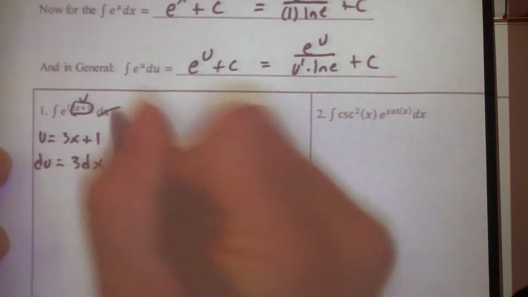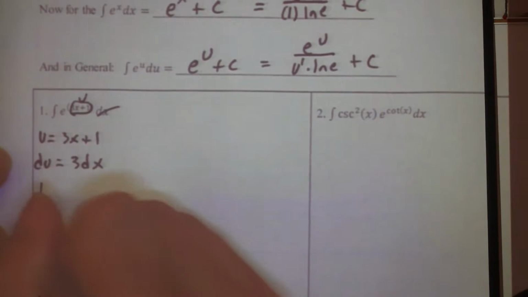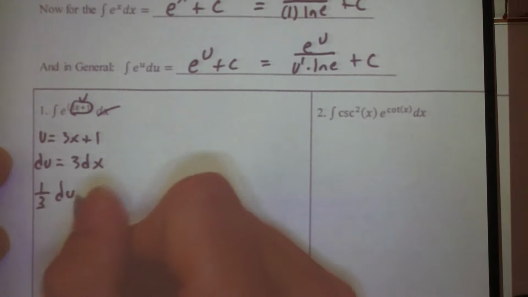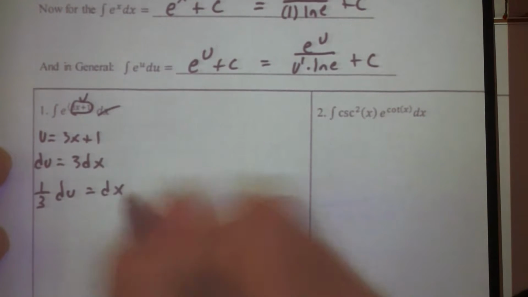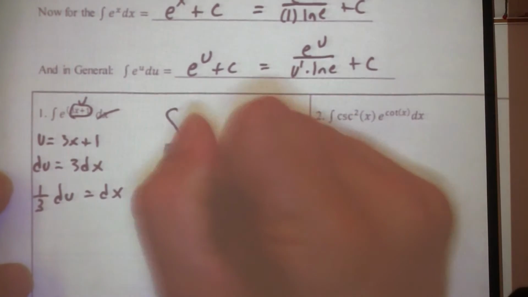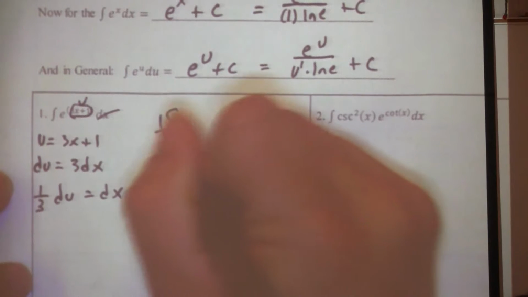We got the dx, got to get rid of that 3. So that's going to give me what? 3 du. Nope. Nope. 1/3 du equals dx. Good try. So now we're ready to rewrite the problem. That's gonna be on the video. Okay.